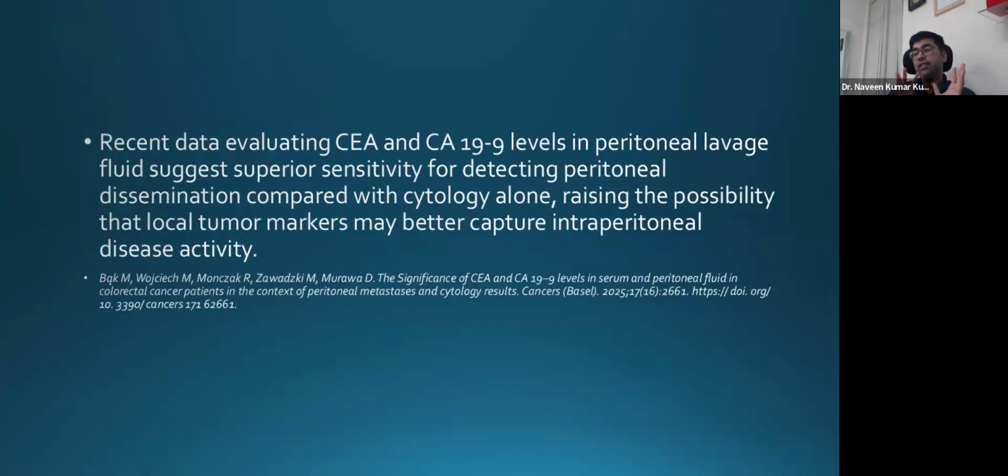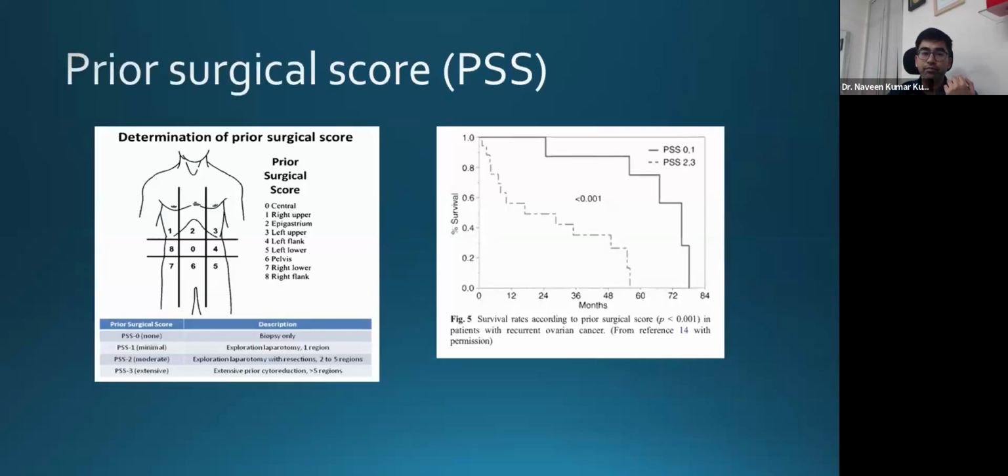But can these changing levels of tumor markers be utilized? So yes, there are a few studies done recently in 2025 in which they found that if, post surgery after the peritoneal lavage, we evaluate the peritoneal fluid CEA and CA19-9 levels and there is a dip, then these are basically a very good representation of how optimal our cytoreduction was.